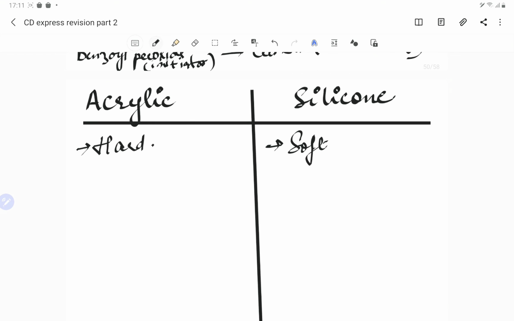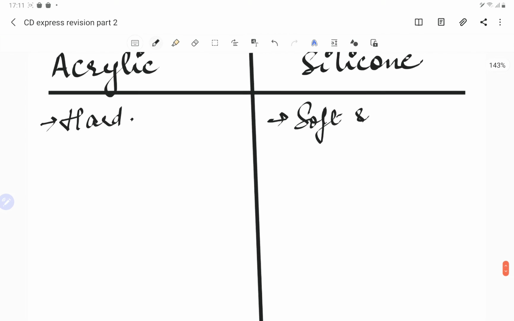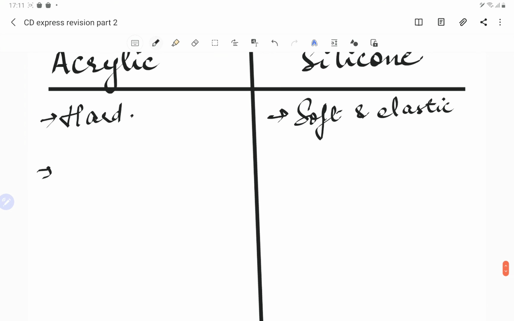If you have seen any maxillofacial prosthesis, then most of the time it is made up of silicone material, so it is soft and elastic. If you have seen ear prosthesis, eye prosthesis, all these prostheses are made up of silicone material. So acrylic is less resilient, we know that, and the silicone is more resilient.